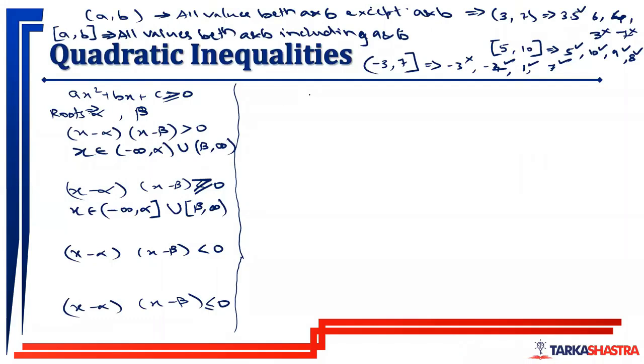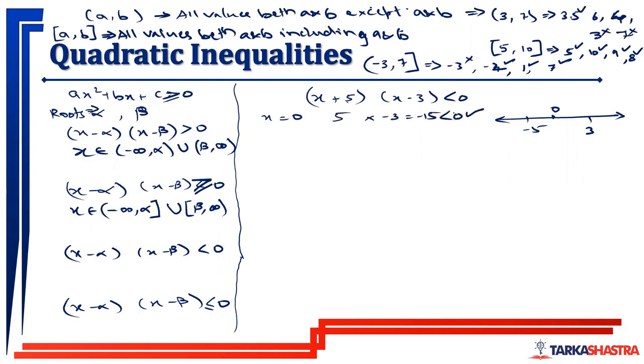Moving to the next case: (x minus alpha)(x minus beta) less than 0. So (x plus 5)(x minus 3) is less than 0. What we will do, we will plot it. Minus 5 is one root, 3 is the other root. Okay. We try for any value. If you have observed, I generally try for 0. 0 will lie in this range, minus 5 to 3. So if I substitute x equal to 0, this will become 5 into minus 3, which is minus 15. Is it less than 0? Yes, it is less than 0.